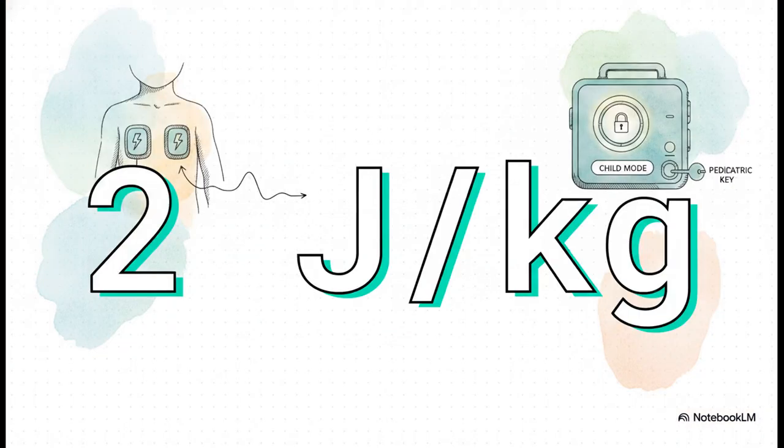And when you're treating a child, the energy delivered also needs to change. Children require an attenuated or lower energy shock. The recommended starting energy dose there is exactly 2 joules per kilogram of body weight. You achieve this by either using specific pediatric pads or, on a lot of modern devices, simply turning a pediatric key or flipping a switch that automatically drops the energy output down to that safe level.